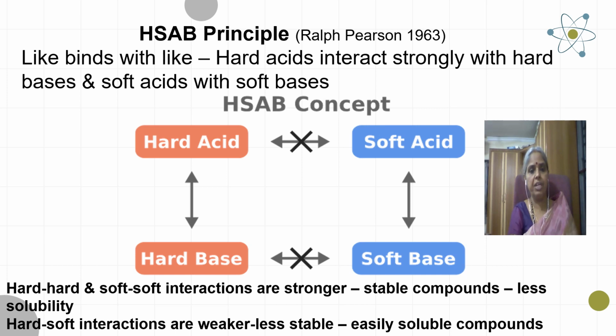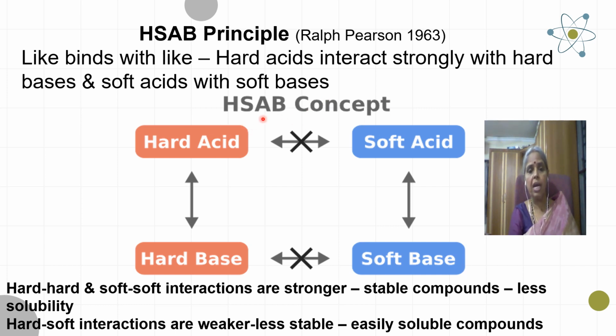Now, let us see what is the HSAB principle. HSAB principle is the hard and soft acid base principle which was proposed by Ralph Pearson in 1963. Like binds with like, that is the rule. Like prefers to bind with like. Hard acids interact strongly with hard bases and soft acids prefer to interact strongly with soft bases.